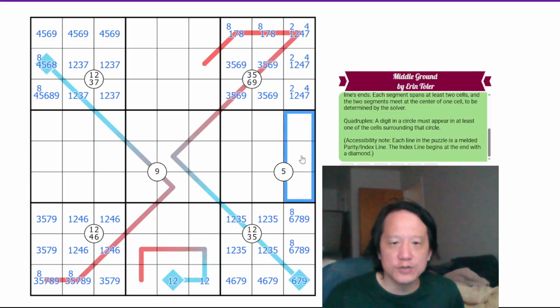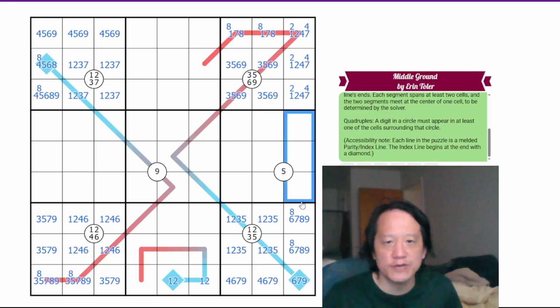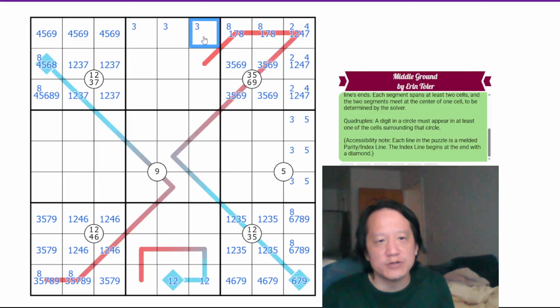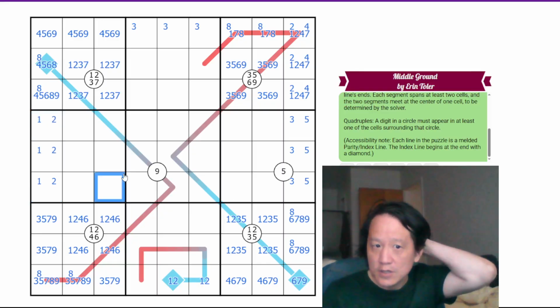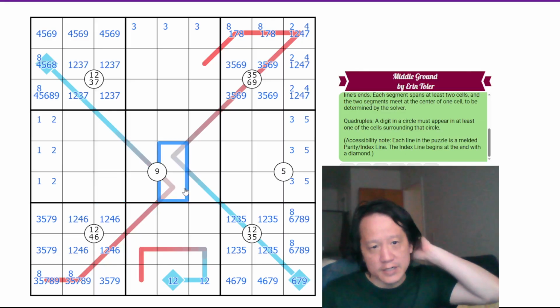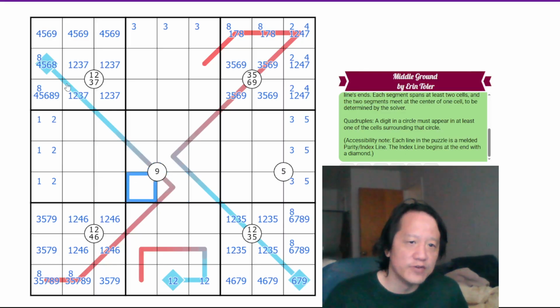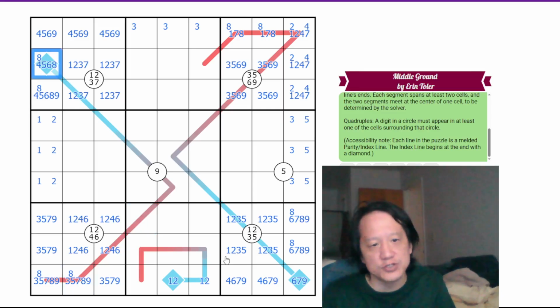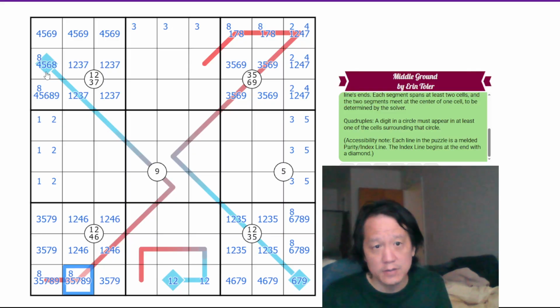Remaining digits of... So column 9 does not have 3 or 5 available yet. So 3 and 5 have to be in this set here. 3 in row 1 has to be one of those 3 digits. 1 and 2 in column 1 have to be one of these 2 digits. So on the index line, we still need a 1 or 2 available. So 1 has to be in the 4th, the 5th, the 6th, or the 8th position. Well, it can't be in the 8th position because that can't be a 1.